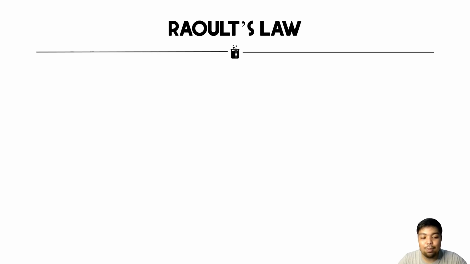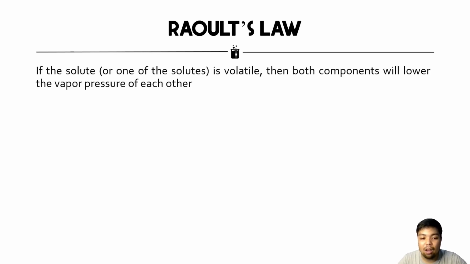Now, what happens if we have a volatile solute? What do you mean when we say the solute is volatile? That means that the solute will have its own vapor pressure. So what happens here is that both components, both the solute and the solvent, will affect the vapor pressure of each other.